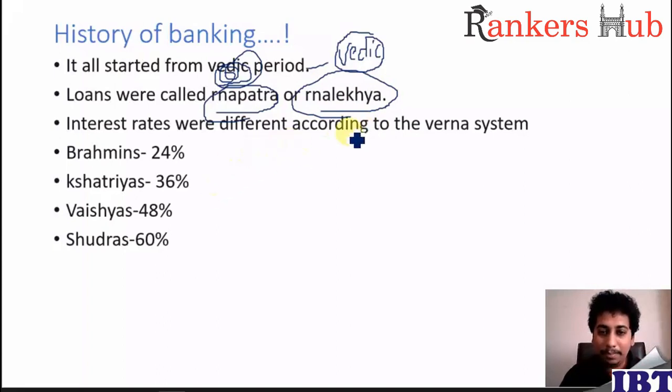At the same time, do remember one thing, interest rates differed from person to person on the basis of their caste. You remember caste, no? That is the caste discrimination which we got during the Vedic period only.